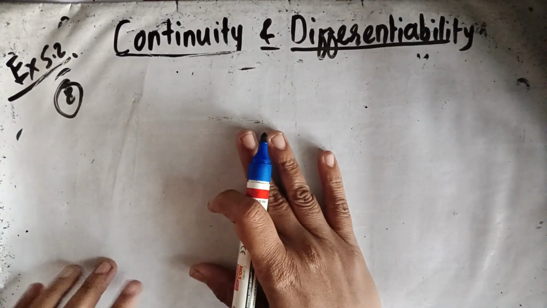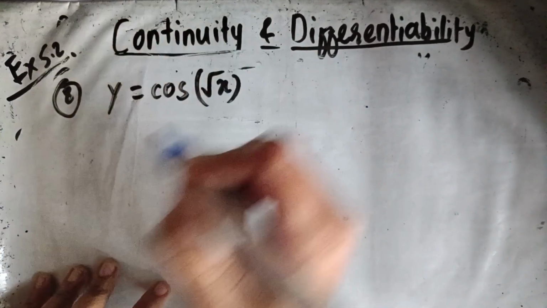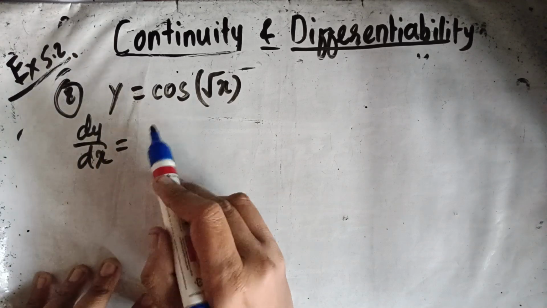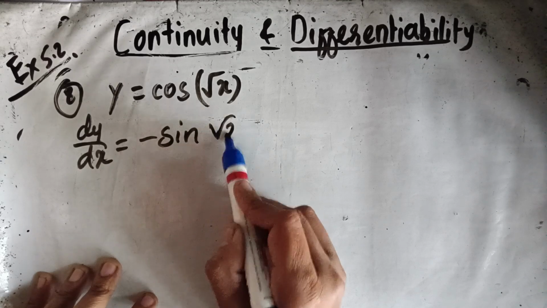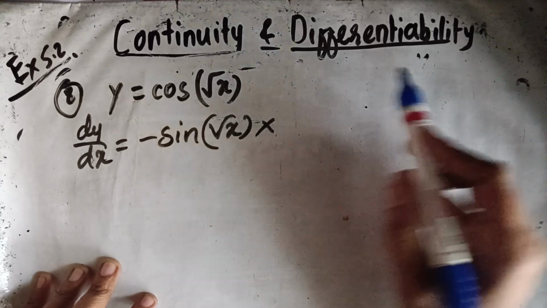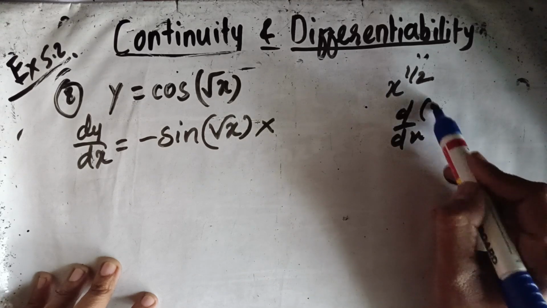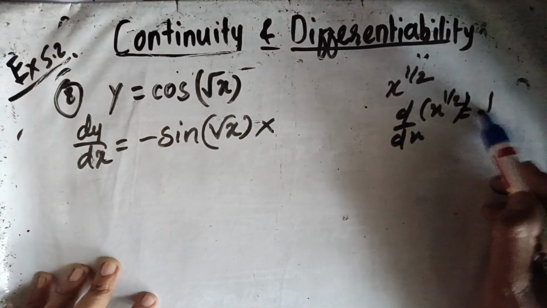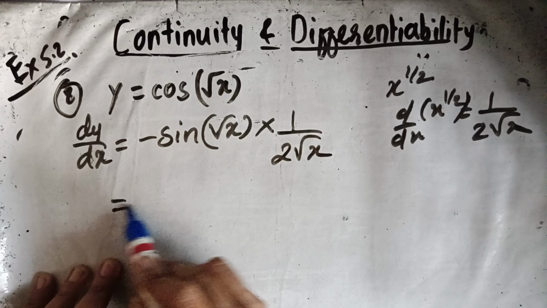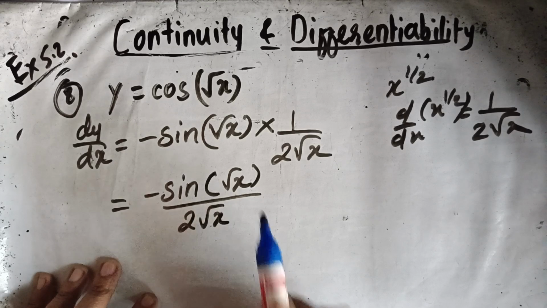Next question. y is equal to cos root of x. So dy by dx. First you have to differentiate cos. So minus sine into differentiation of root x. Root x you know that is x raised to half. So the derivative of this is 1 upon 2 root x. Correct? So the final answer is minus sine root x upon 2 root x.